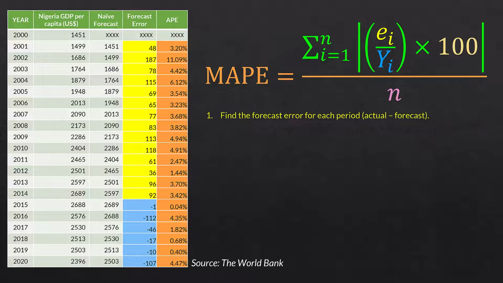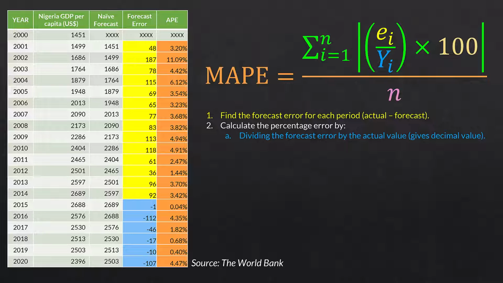Here we go. Step 1: Find the forecast error for each period, which is the actual minus the forecast. That is the fourth column on our table over on the left, where part of it is yellow and part of it is blue. Step 2: Calculate the percentage error by dividing the forecast error by the actual value, which gives you a decimal value. So y sub i, those are the actual values. Those are in the second column over on the left.